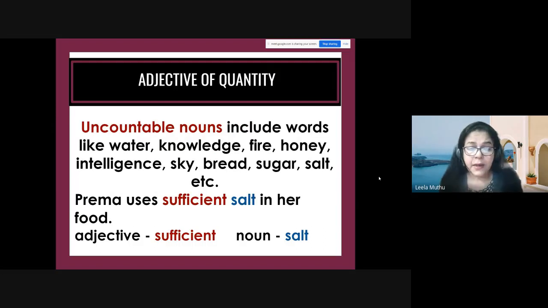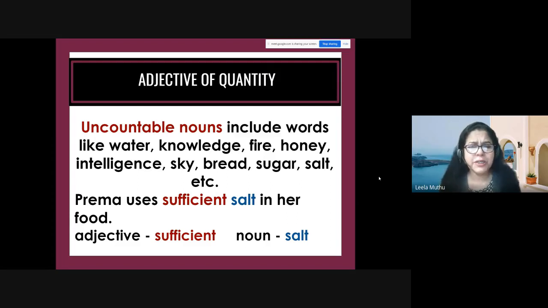Next. Certain words like water, knowledge, intelligence, honesty, fire, honey, all abstract nouns are uncountable nouns. Sky, bread, sugar, salt, sauce, etc. You can't count them. You can just talk about the quantity, or the amount, of how much is there. So for example, Prema uses sufficient salt.